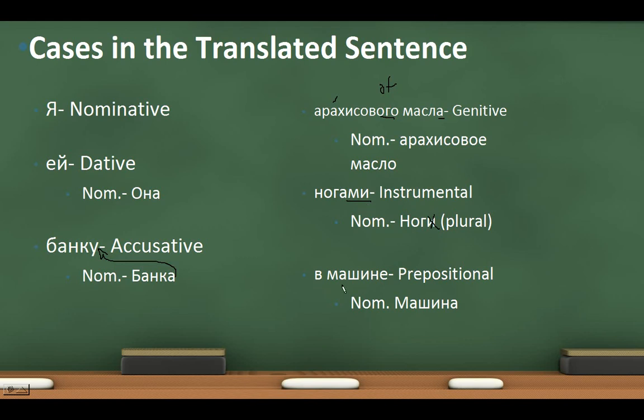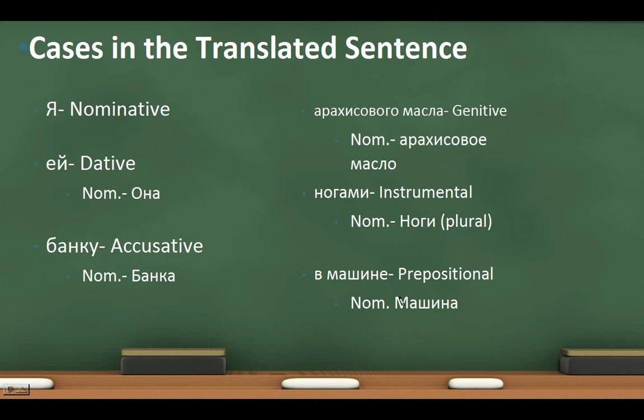And then the prepositional, remember, the prepositional always has to have a preposition with it, either va, na, or o. And so that's why I wrote the prepositional with this. But as you can see, in the nominative case, in the dictionary form, it's mashina. So if car, mashina, were the subject of the sentence, it wouldn't change. But because it's in the prepositional case, we take off the a and we put a je on it. And then that means in the car.